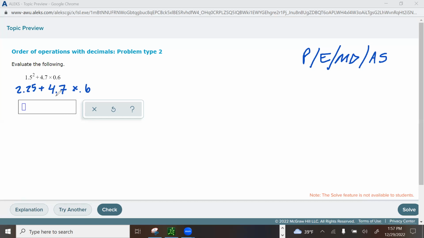Okay, so there's no more exponents. Are there any multiplications or divisions? Yes. 4.7 times 0.6. Okay, that I don't know, and so maybe I'm not completely nerdy.